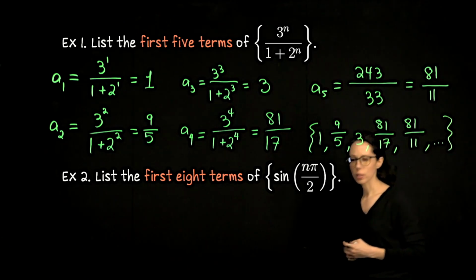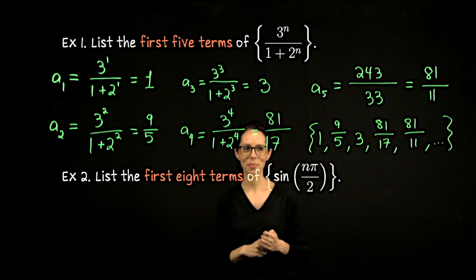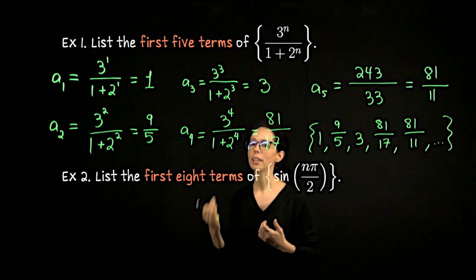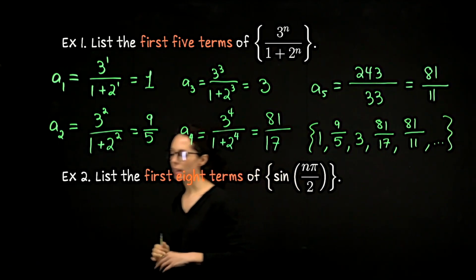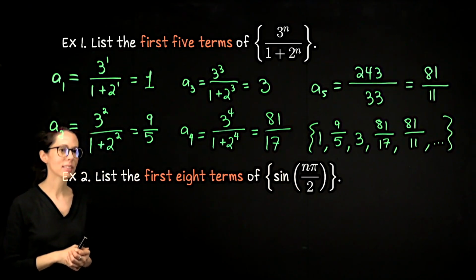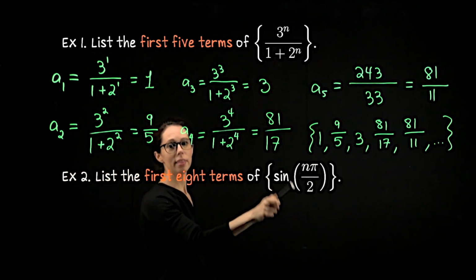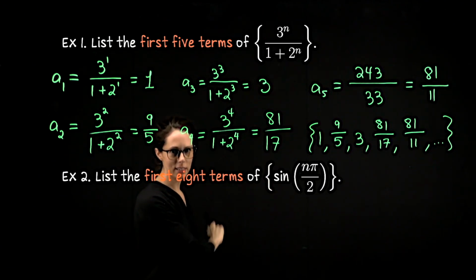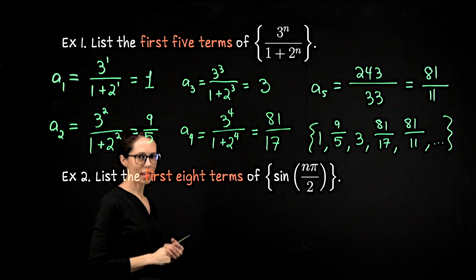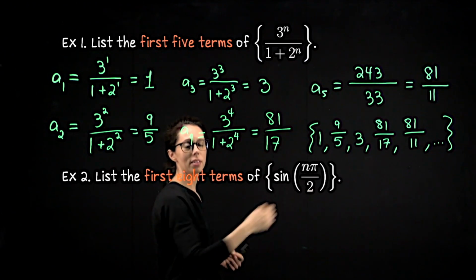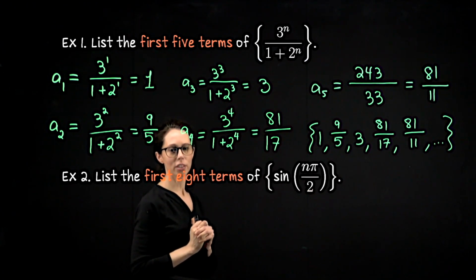For the second sequence, we'd like to list out the first 8 terms of sine of n pi divided by 2. Okay, see what you get when you do this. So n here represents indices. So first n will be 1, then 2, 3, 4, 5, 6, 7, 8. So write out the first 8 terms of this sequence where every single term is given by this formula in terms of the index.